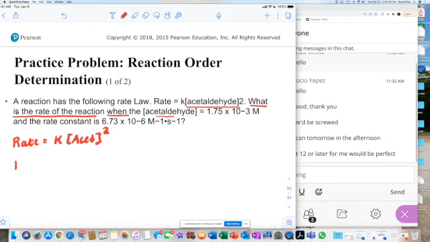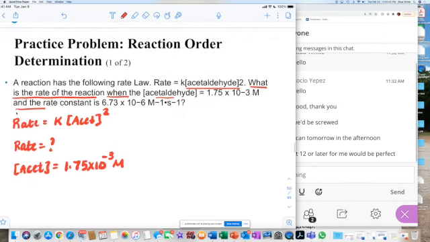Okay, so they want us to solve for a rate. What is the rate if the acetaldehyde concentration is 1.75 times 10 power negative 3 molar, and the rate constant K is 6.73 times 10 power negative 6 per molar per second. That's consistent with second order. You see how it's all kind of coming together? You want to pay attention to the K to make sure you're understanding. They didn't say second order, but this is obviously second order based on that. And then that second order K goes with that.